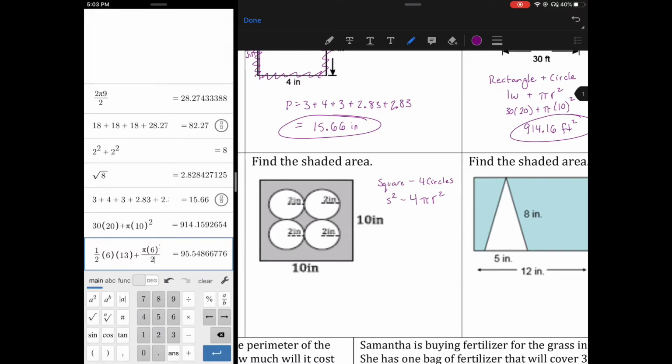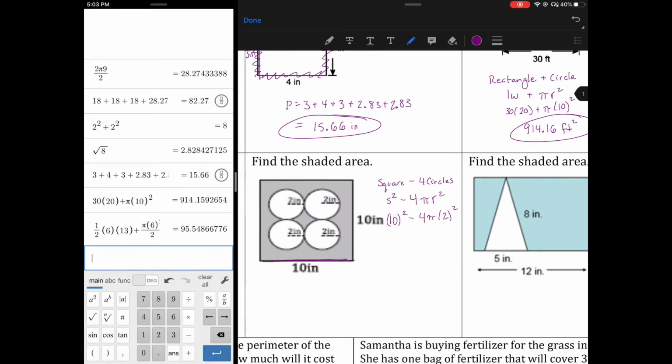And then I plug in my values. So s stands for the side of the square, which is 10. R is my radius, which is 2. And I'll just plug it in. So 10 squared minus 4 pi times 2 squared gives me an answer of 49.73 inches squared as the area of the shaded shape.